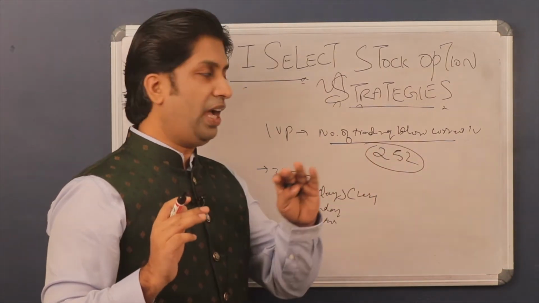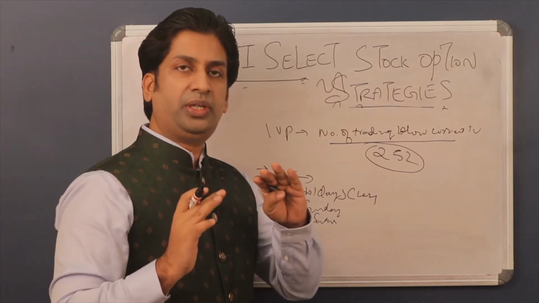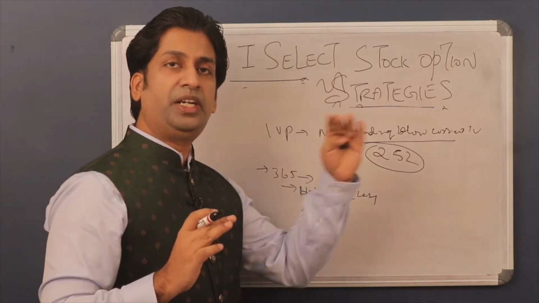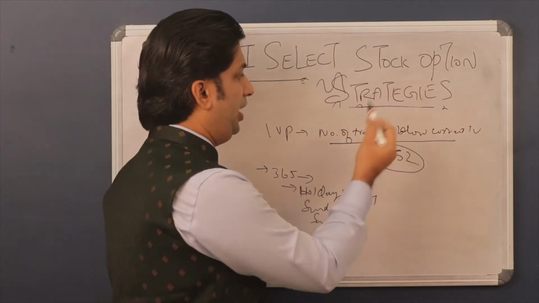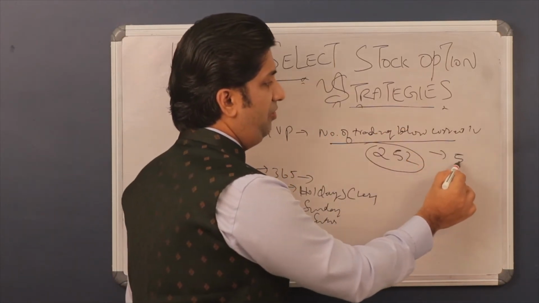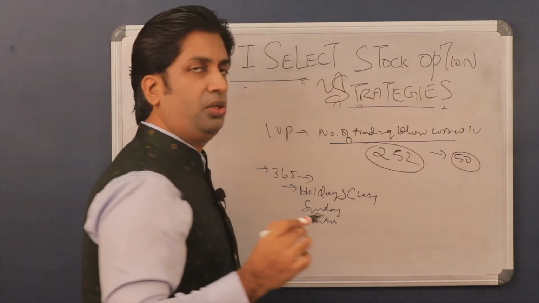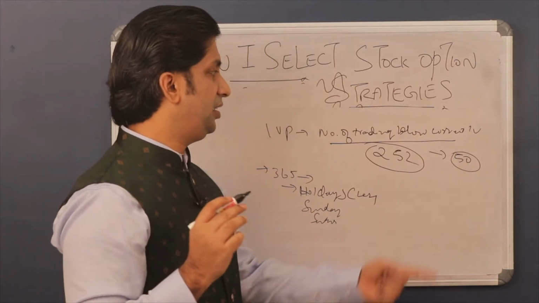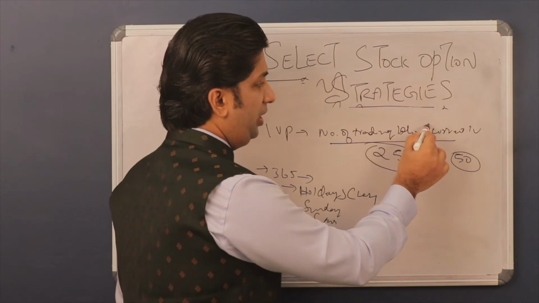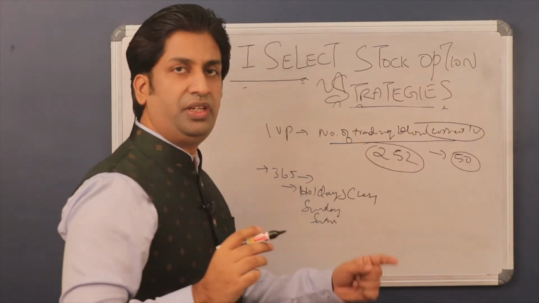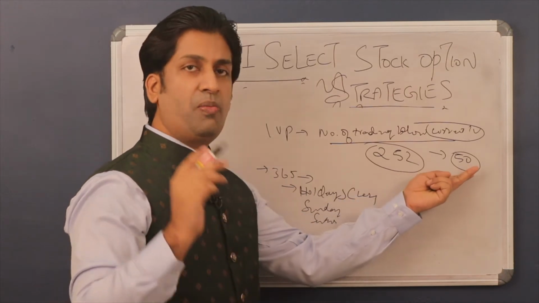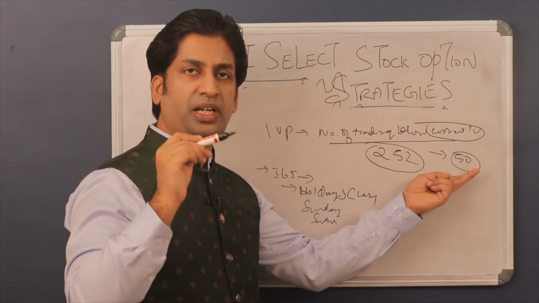So how do we calculate the IVP? We have to see how many days this stock is below the current IV. For example, take any stock which has an IV of 50. You have to see how many trading days the stock was below the current IV. So we have to see how many days this stock is below the current IV.